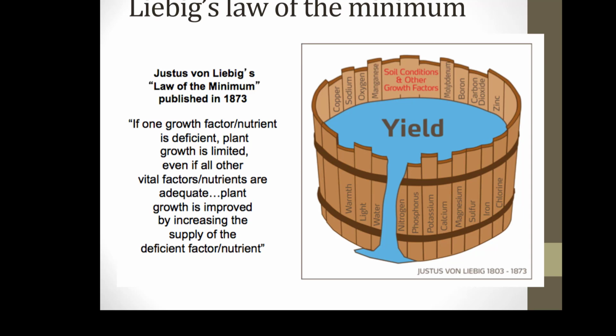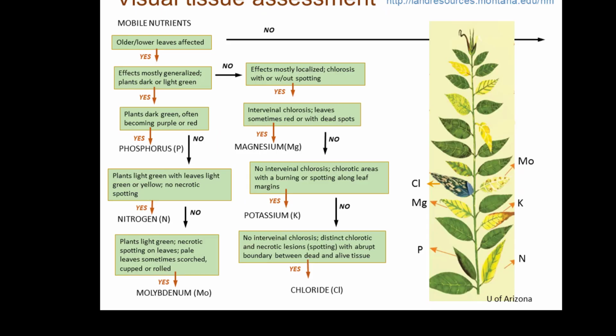Okay, so this is the law of the minimum. If one growth factor or nutrient is deficient, plant growth is limited, even if all the other things are adequate. Plant growth is improved by increasing the supply of the deficient factor or nutrient. Okay, so you're going to be looking at these things when you're, hopefully, figuring out what needs you might need for your soils.